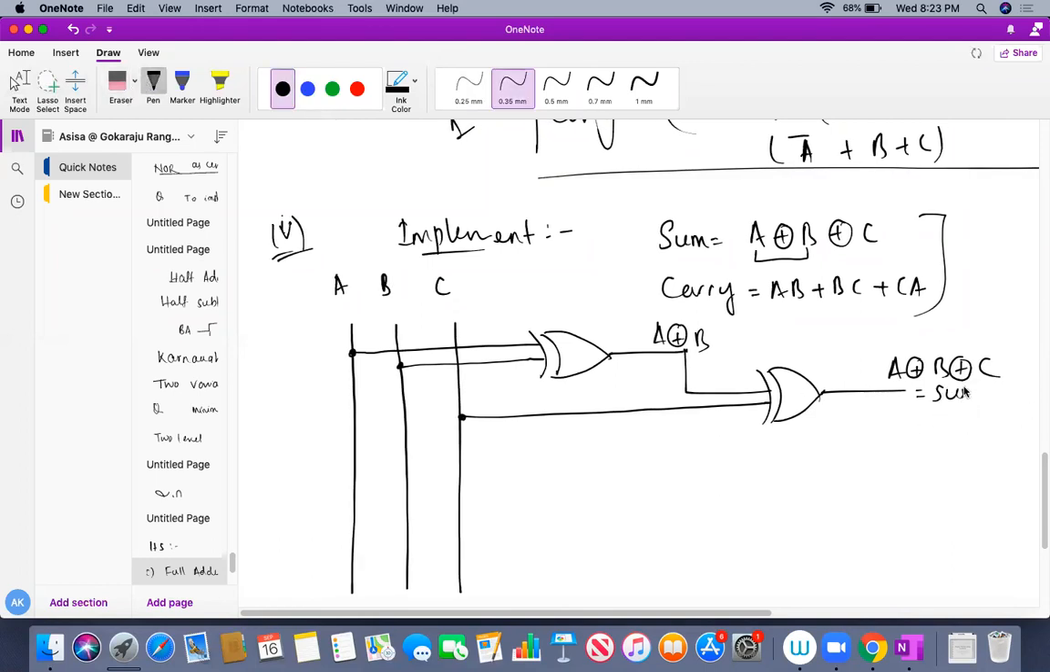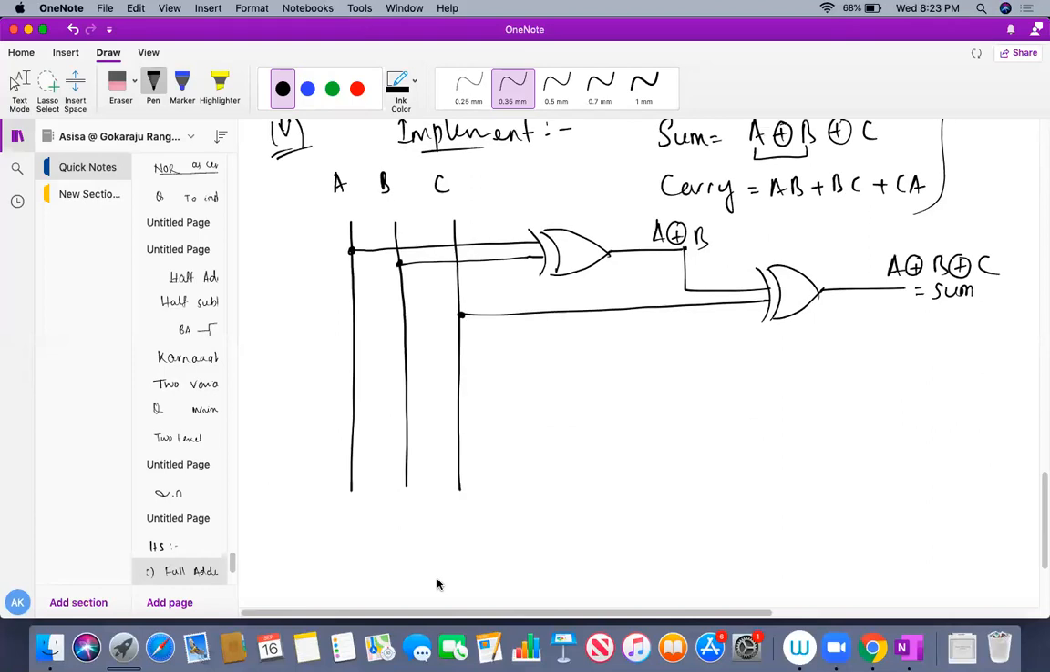So I have just taken two input XOR gates to design my sum. Any doubt on this? Please let me know immediately, students. If no doubt, we'll proceed further. See here what I am doing next.